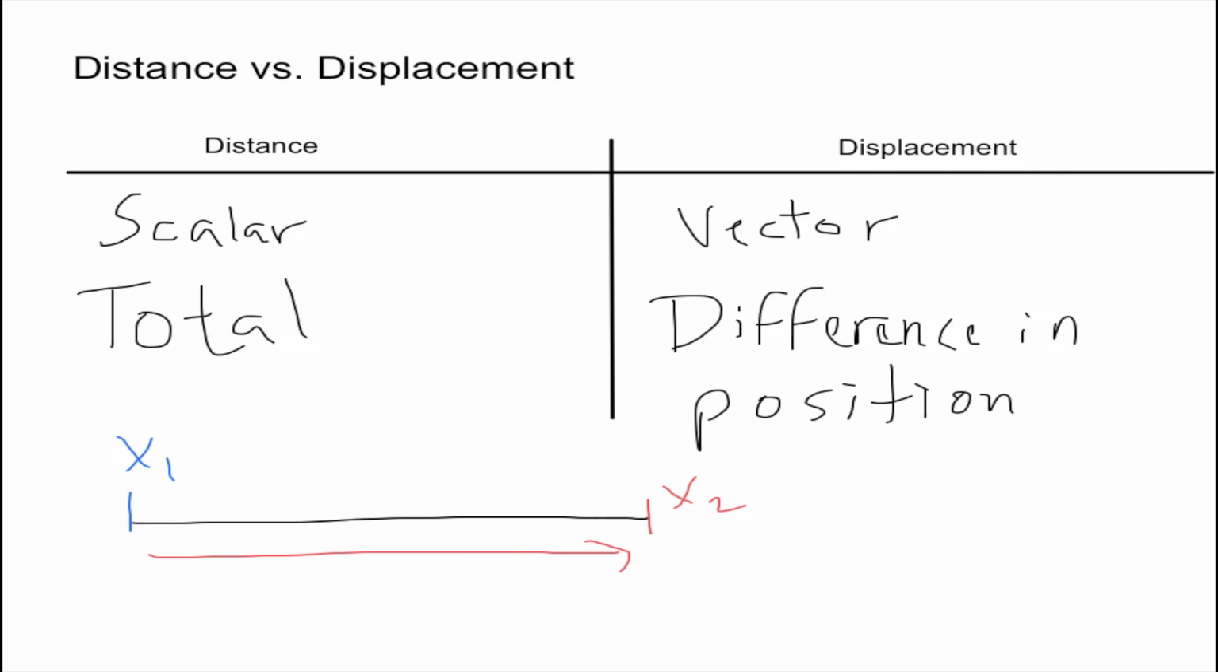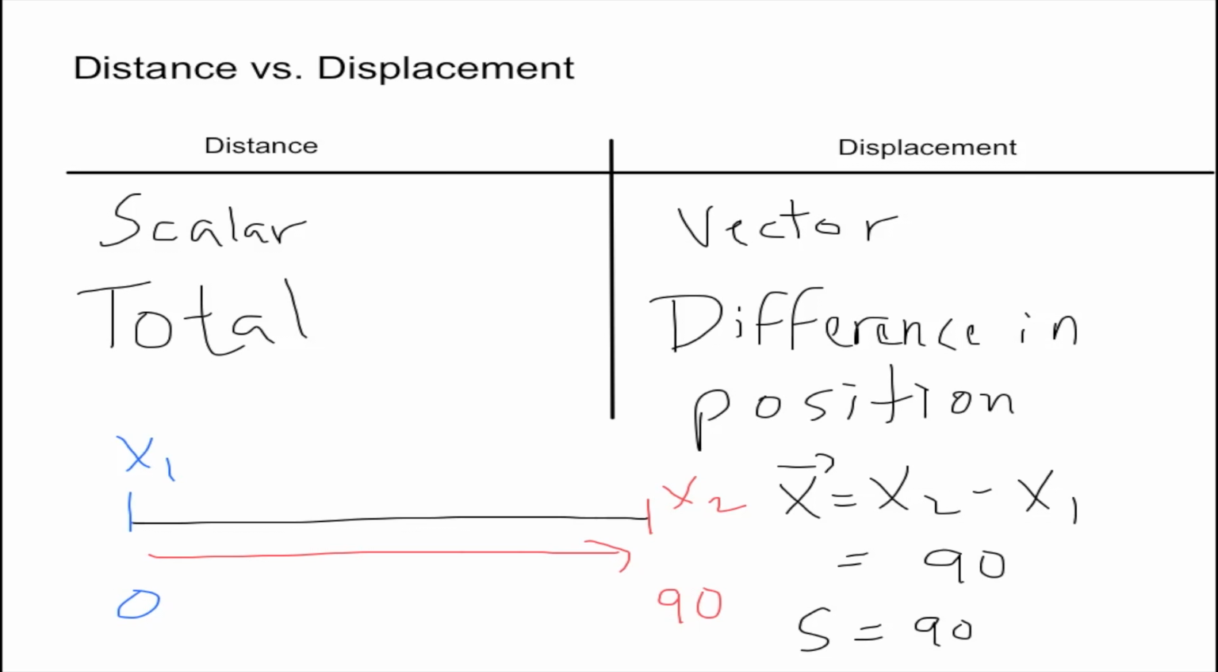Let's consider x1 to be 0 and x2 to be 90. So displacement is found using the formula x2 minus x1. That is going to be our displacement. That will be 90 minus 0, so 90. Distance is just the whole thing. So you will basically add up every movement. In this case, there's only one movement, so our distance s is 90. Again, in this case, distance and displacement are the same thing.